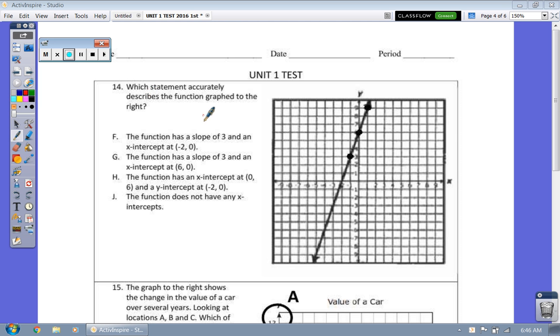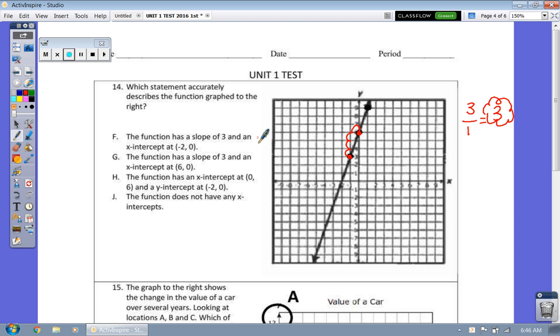Which statement accurately describes the function graph to the right? So let's go through our answer choices. Let's look at letter F. The function has a slope of 3. Well, let's see if that's true. If I go from point to point, it's positive, right? So our answer choice has to be a positive slope for that. So let's go up 1, 2, 3. That's my top number. And I run to the right once. So if I reduce that, yes, it does have a slope of 3.